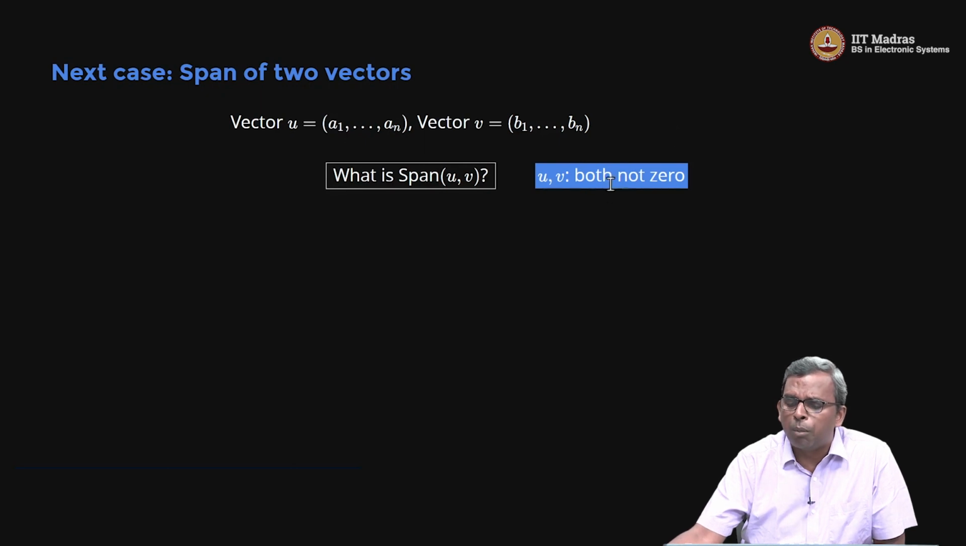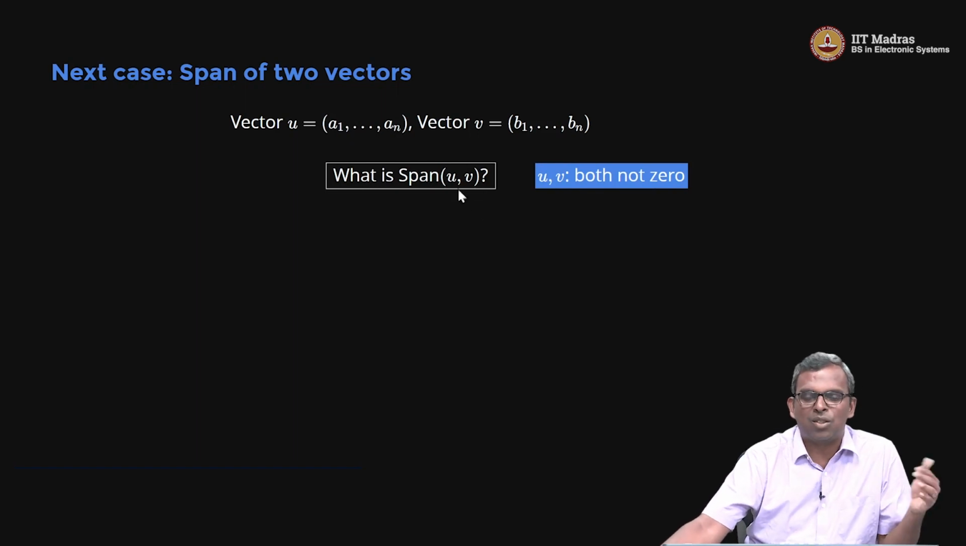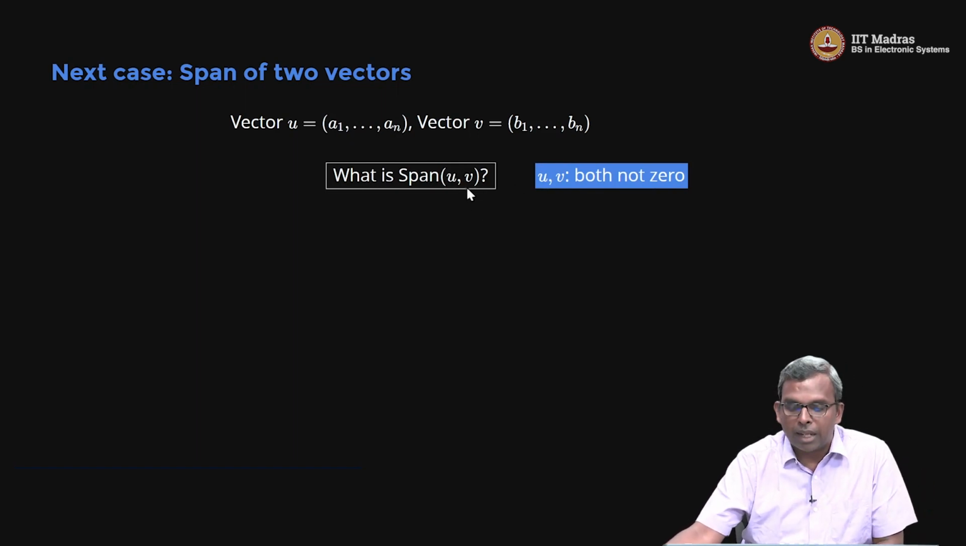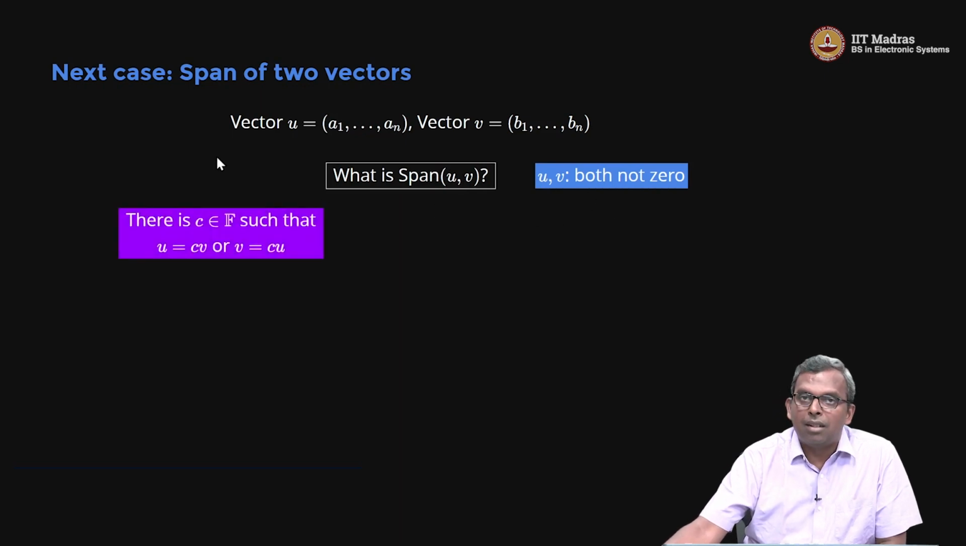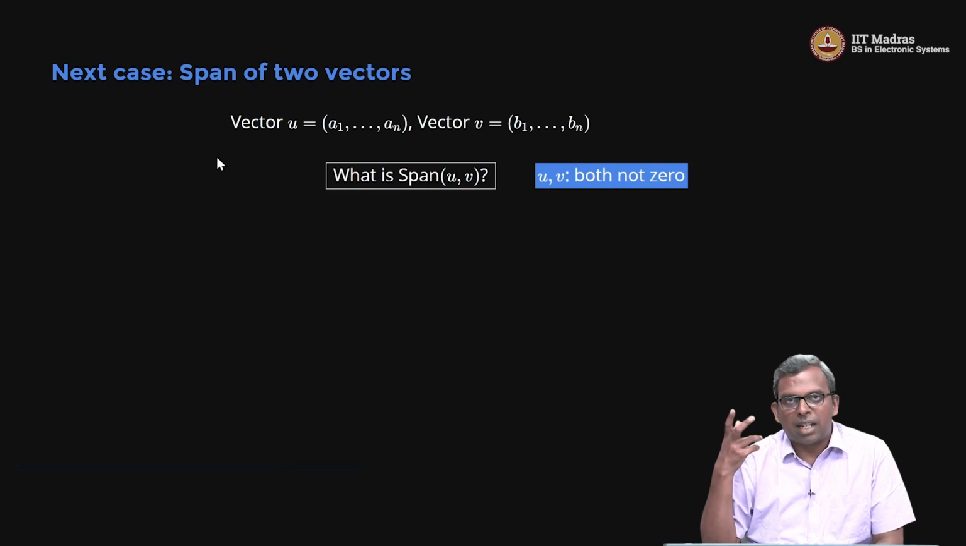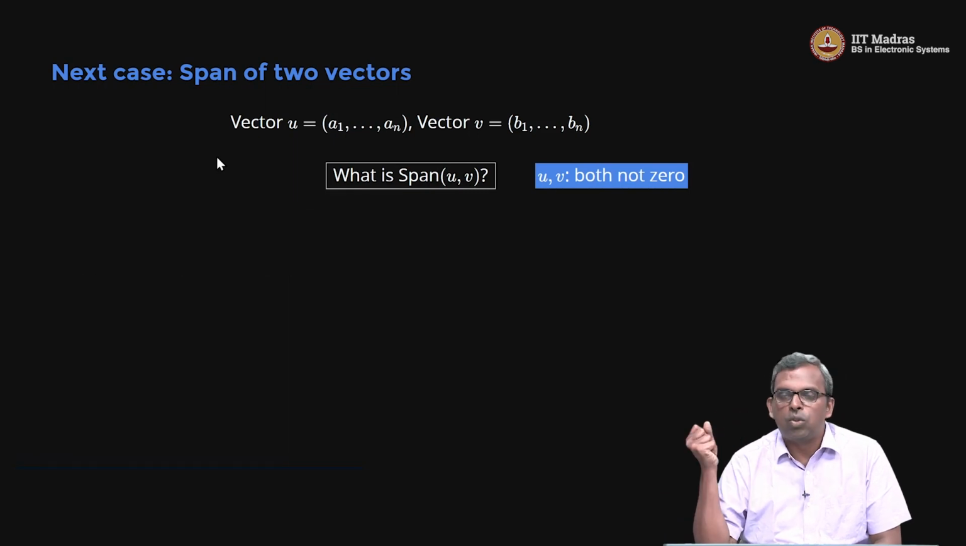We'll assume u and v are both not 0, right? If you assume both are 0 or one of them is 0, you fall back to the previous case, right? So, it's a very trivial case. So, we'll consider the case where both u and v are not 0, okay? Here we have to really use our logic and our sense of how to solve these kind of problems.